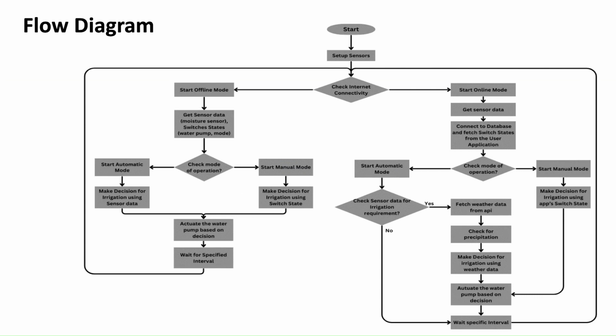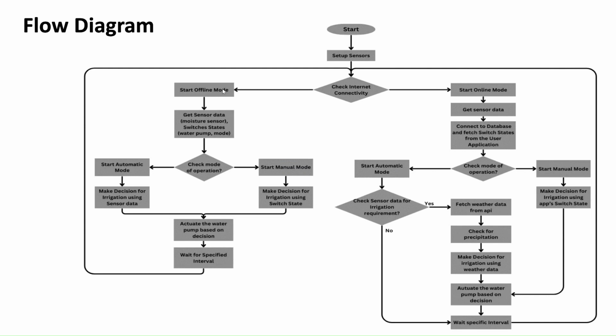Then we move to the flow diagram. First, our device starts and it sets up its sensors and other actuators. Then it checks for internet connectivity. Now we go for the case that the system is in offline mode.